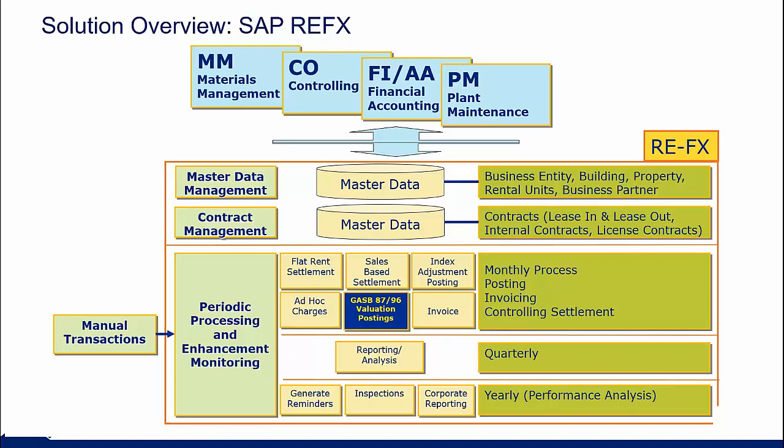For example, we can do the rent processing, the index adjustments, and some sales-based rent adjustments, and so on and so forth. Everything that we do in any of these master data elements, like the contract or the business entity, will automatically flow to the GASB 87, GASB 96 valuation posting. It's all real-time integration, and it will be able to handle all the reporting as well as the disclosures for GASB 87. We also have certain features available in the last three boxes at the bottom of the screen, which are general reminders, inspections, and corporate reporting.